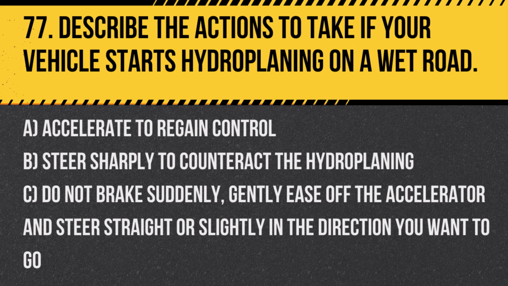Question 77. Describe the actions to take if your vehicle starts hydroplaning on a wet road. A. Accelerate to regain control. B. Steer sharply to counteract the hydroplaning. C. Do not brake suddenly. Gently ease off the accelerator and steer straight or slightly in the direction you want to go. Answer: C. Do not brake suddenly. Gently ease off the accelerator and steer straight or slightly in the direction you want to go. This helps regain control and prevent the vehicle from skidding.